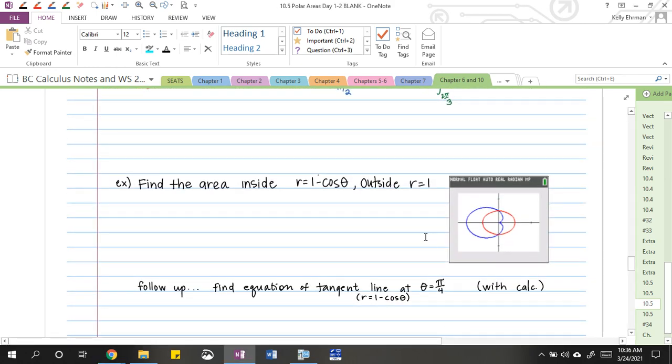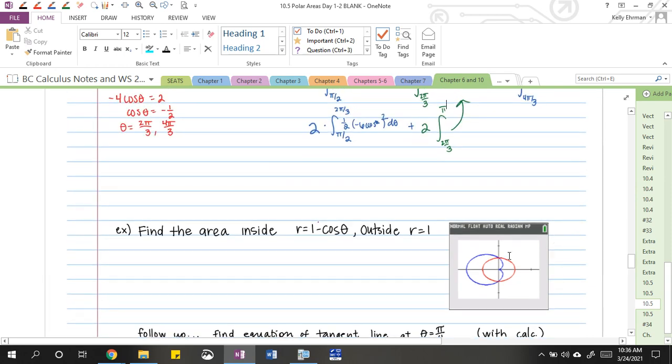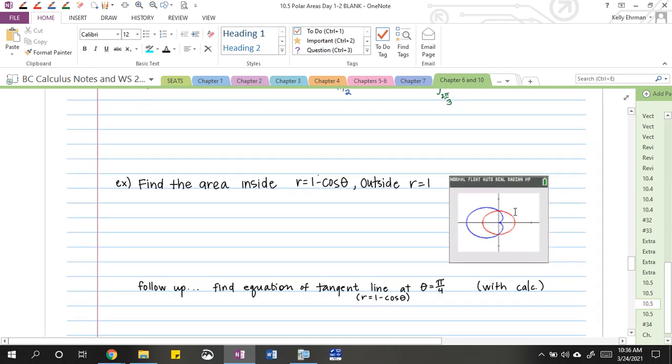Okay, find the area inside r equals 1 minus cosine theta and outside r equals 1. So even though it looks like an oval on my calculator screen, red is r equals 1, blue is 1 minus cosine theta. Okay, I can see that they don't intersect at the pole. I can also check this point, figure out what those points are. It looks like it's pi over 2 and 3 pi over 2.